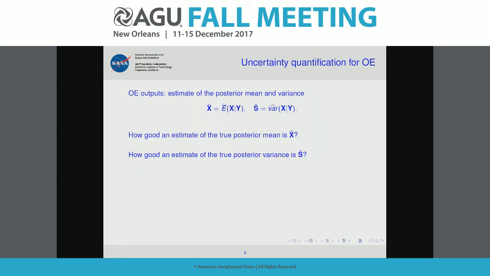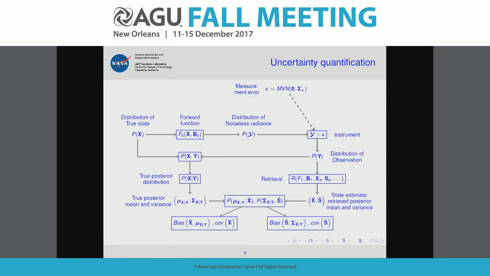So here's how I'm going to write it down. I'm going to call x hat the estimate of the posterior mean and s hat the estimate of the posterior variance. And the question at hand is how good are these estimates of the true quantities? Now, we don't know what the true quantities are, so that's our problem here. But we would still like to be able to get at that. So this is what we wish we could do.